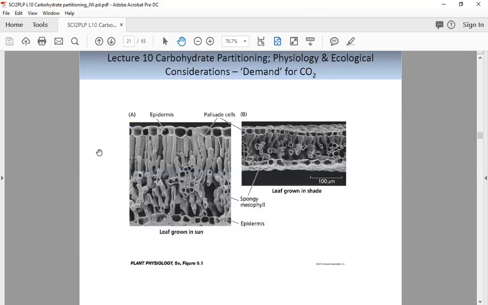Here we have a couple of amazing images. These are scanning electron micrographs of leaves of the legume Thermopsis grown in different light environments. And we can see that the leaf grown in the sun on the left is much thicker than the leaf grown in the shade. And you can even see the palisade mesophyll cells in the sun leaf are much longer. So that brings us to the leaf.